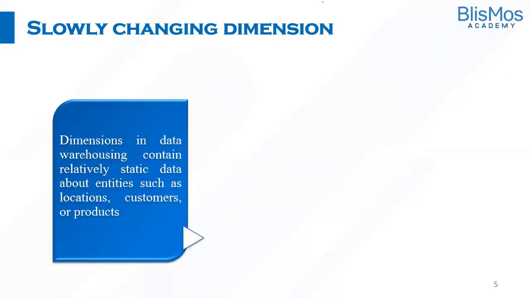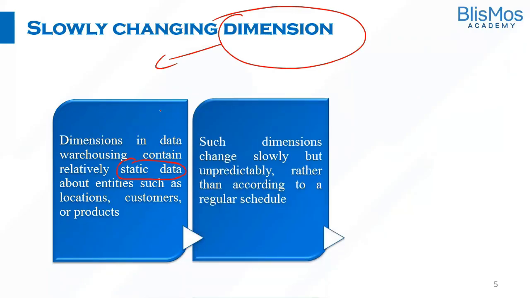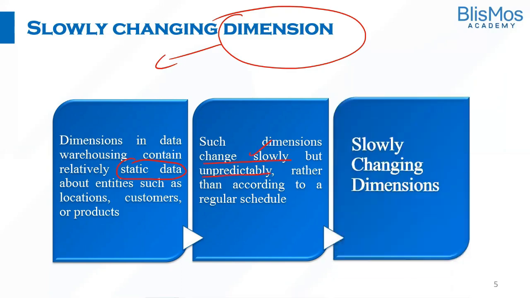That is where slowly changing dimensions come into the picture. When I say dimensions, I am referring to the data in a table of the data warehouse. Dimensions in a data warehouse contain relatively static data. Static means not going to change, like locations, customers, or products. But as we discussed, those dimensions change slowly and unpredictably rather than following a regular schedule. So dimensions in the data warehouse are static, but they also change slowly and unpredictably. That is where slowly changing dimensions come into the picture.